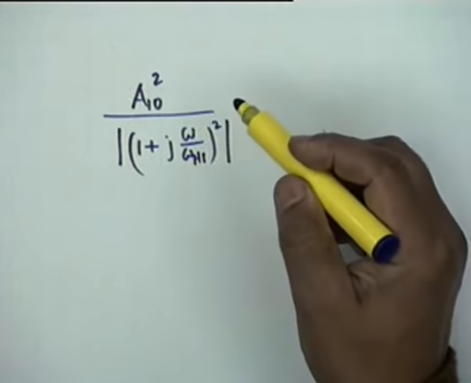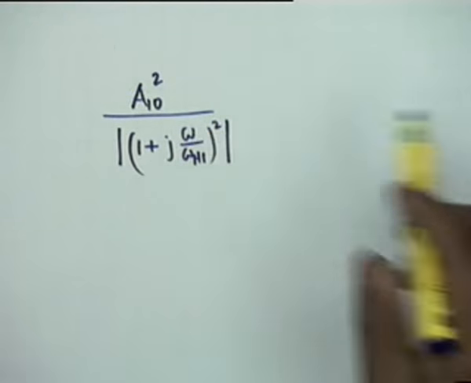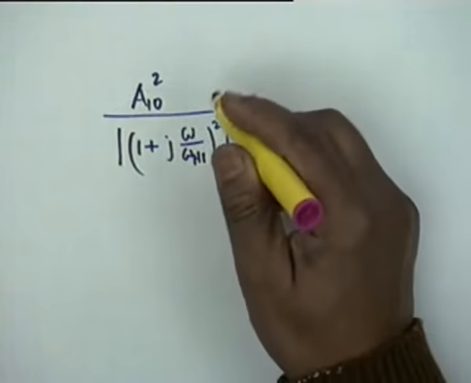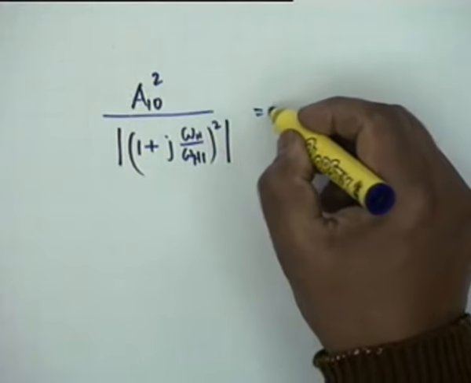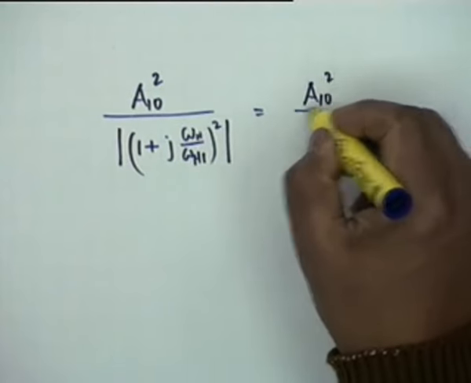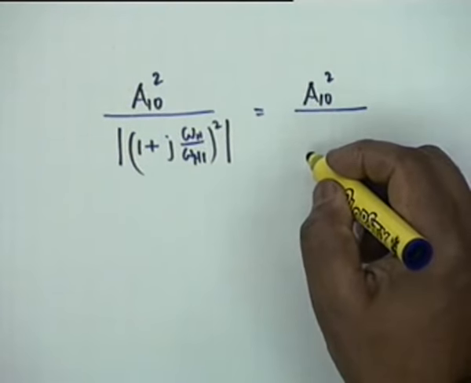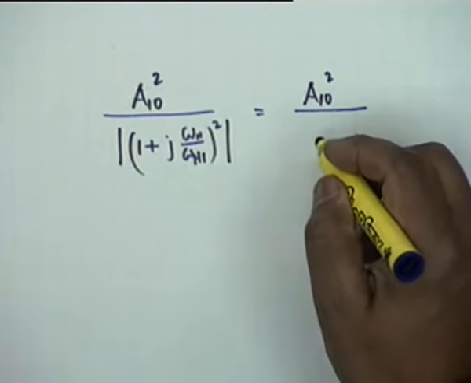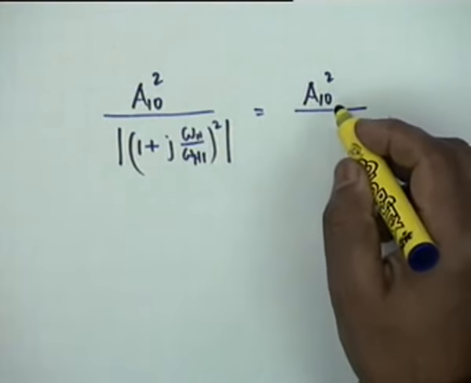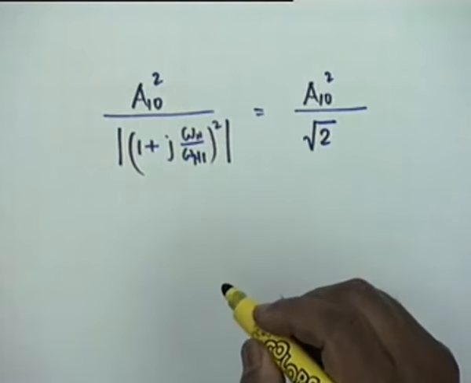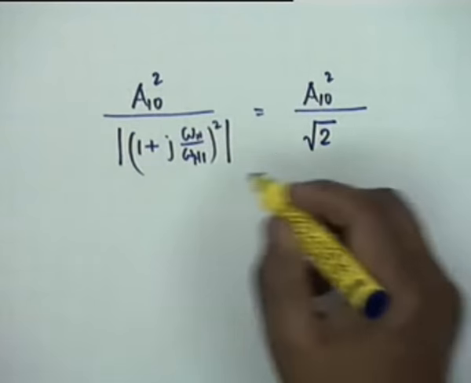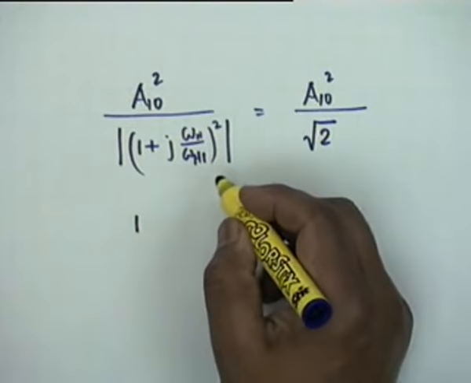If the overall high frequency 3 dB point is omega H, then I put omega H. This should be equal to how much? A10 squared divided by what? For the 3 dB frequency, this should be divided by root 2, not 2, root 2, that is the 3 dB point. And therefore, I can solve this very simply.